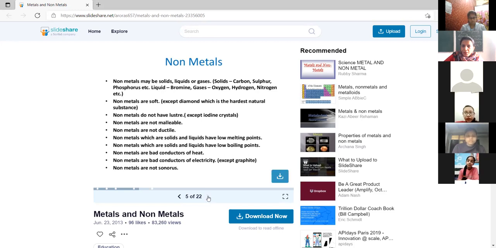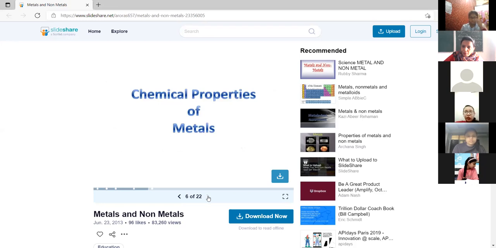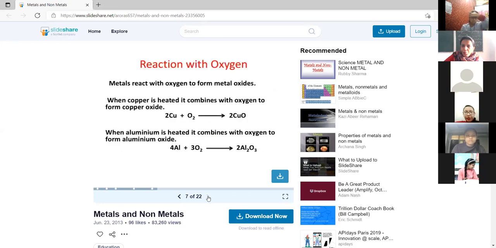Next, we are going to discuss the chemical properties of metals. The first chemical property of metals is how metal reacts with oxygen. Children, kindly learn it. Very important it is. Metals react with oxygen to form metal oxides. Two examples we are taking here. Copper plus oxygen, what is formed? Copper oxide. Aluminium plus oxygen, aluminium oxide.